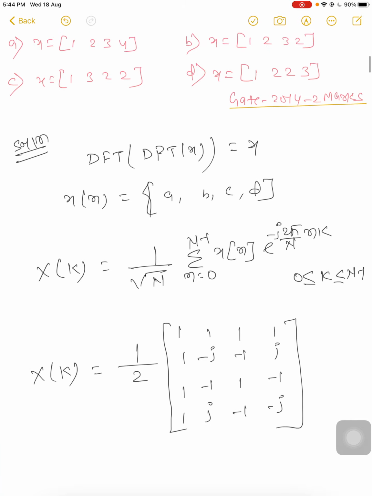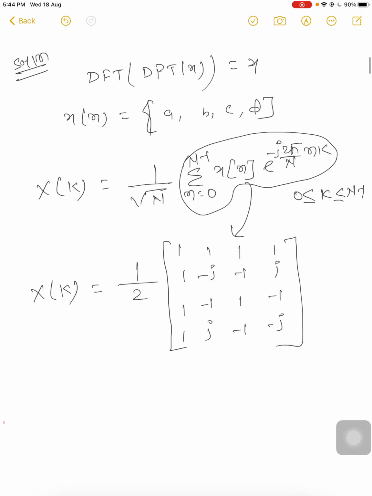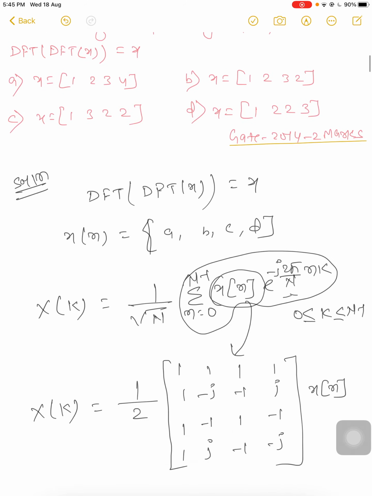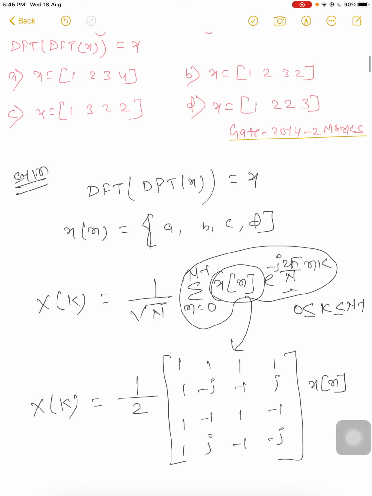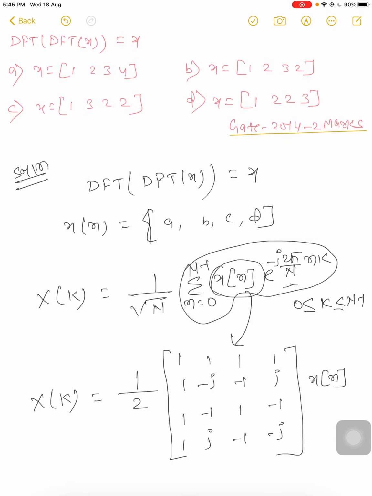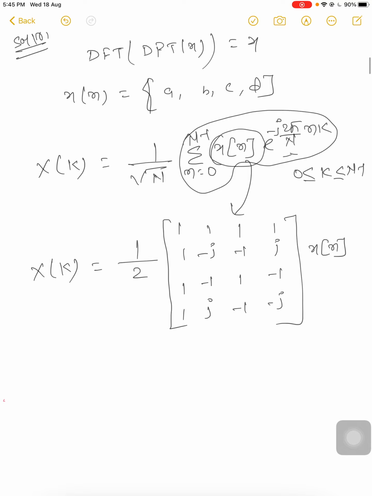Okay, this one is nothing but the DFT matrix part. For this part you can write it this way, and for xn we have to write xn. Here we have to try the hit and trial method: put in all the options and check which one comes out to the same value. I have tried with A, B, C, D and got the same ABCD.